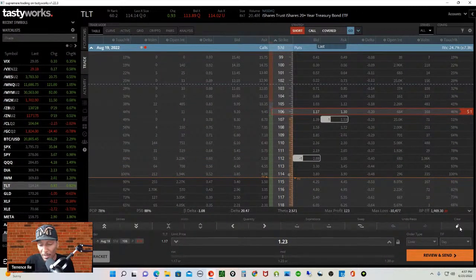But everything I just showed you is a way to do it because I'm bullish. I want to get long TLT. I think the bonds are going to get a pop and they'll continue to go up. And that's how I can get long.